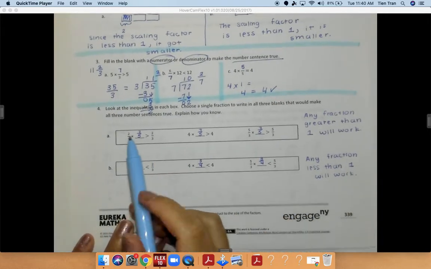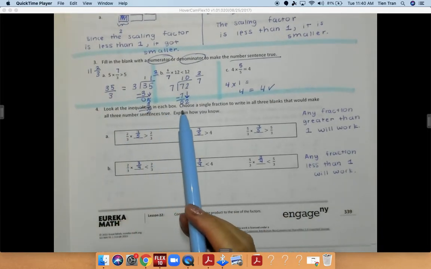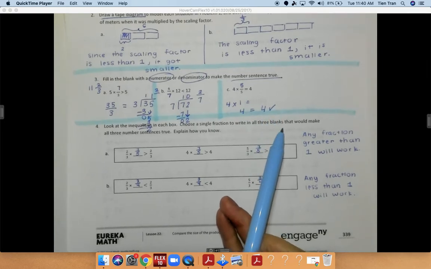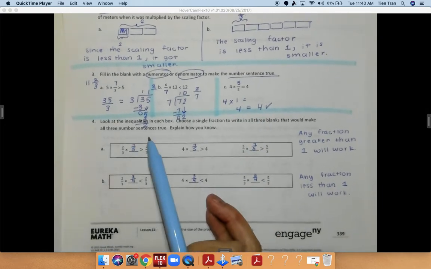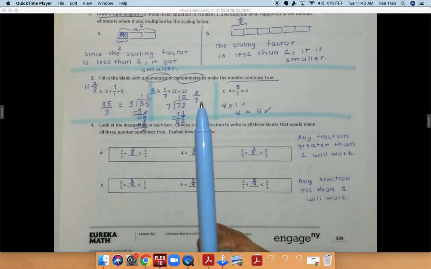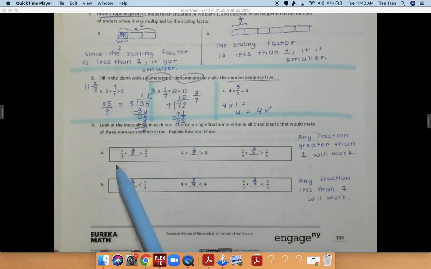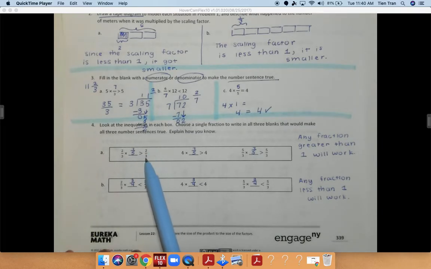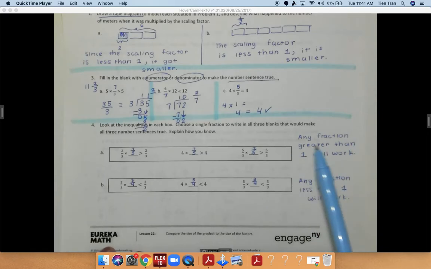Over here, they ask you to look at the inequalities in each box. Choose a single fraction to write in all 3 blanks that would make all 3 number sentences true. Explain how you know. So, we have over here 2/3 times 7/5 is greater than 2/3. Over here we have 4 times 7/5 is greater than 4, and 5/3 times 7/5 is greater than 5/3. How do I know that?